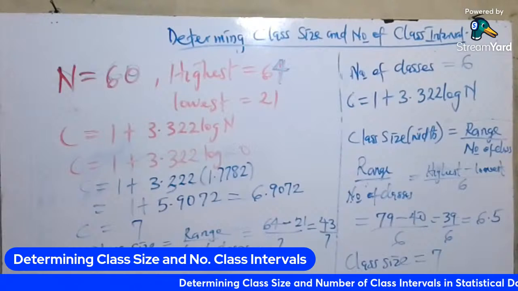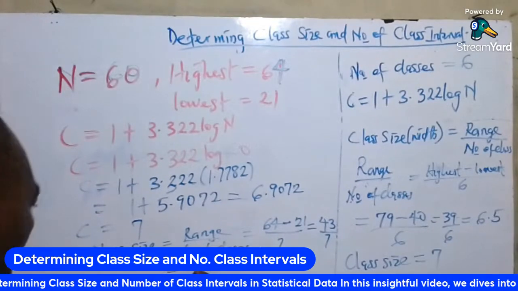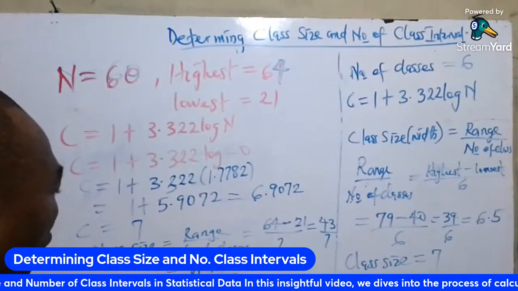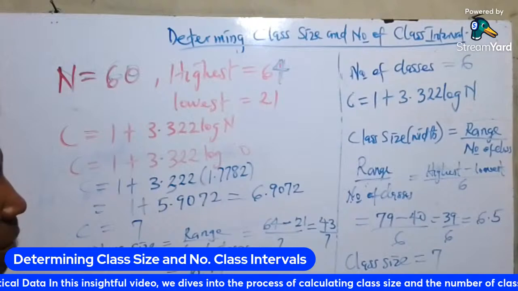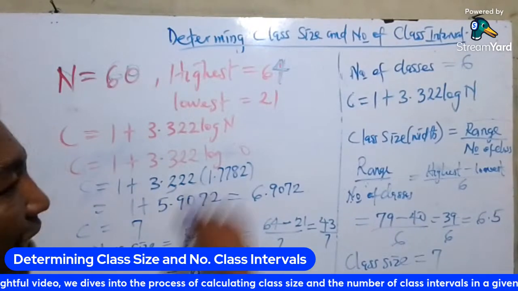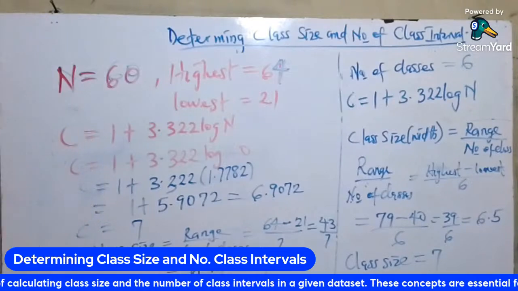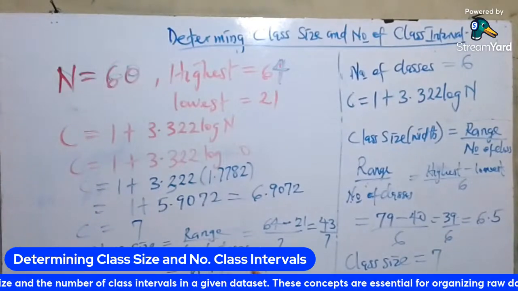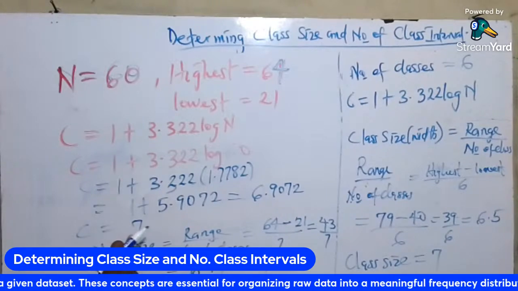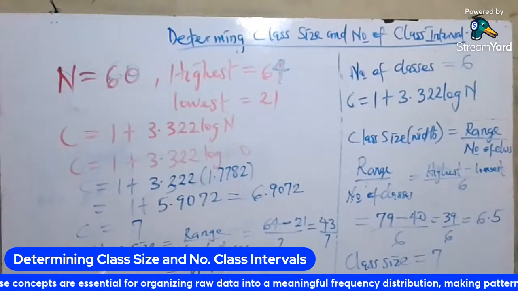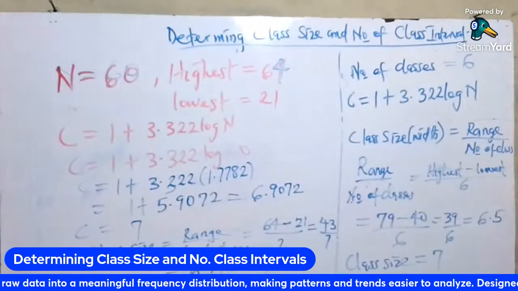Of course, that will give us the class size, which is 6.14. You remember you cannot have a decimal fraction, so you have to take it to the nearest whole number. The nearest whole number here is 7. So the number of classes you are going to get must be 7, and the class size is 7. So let's practicalize that. Let's arrange this now.